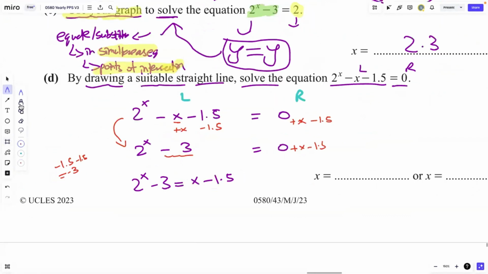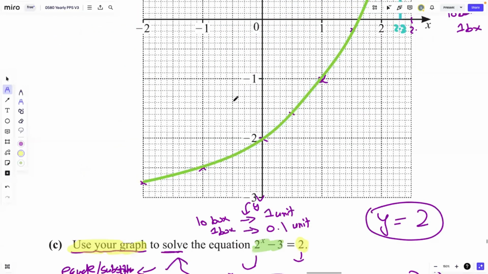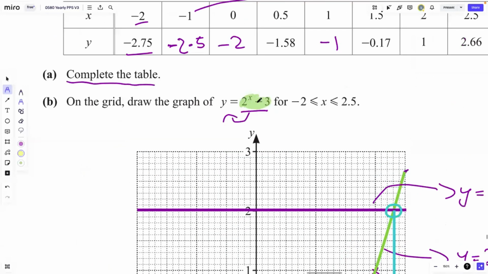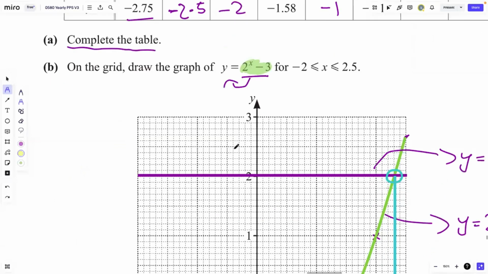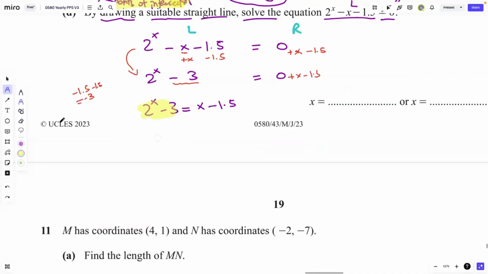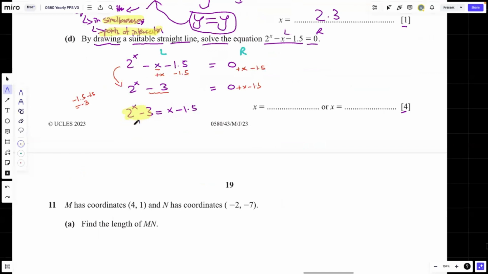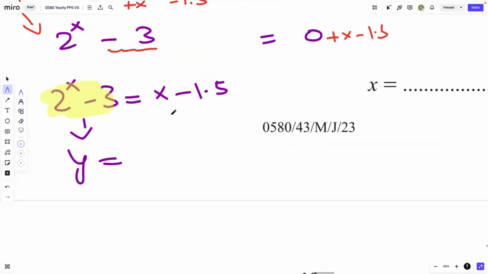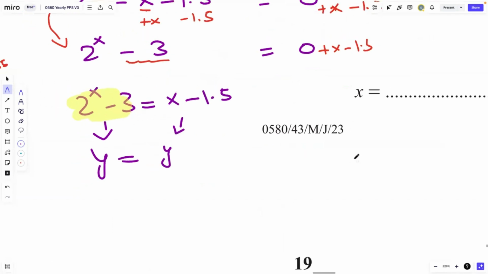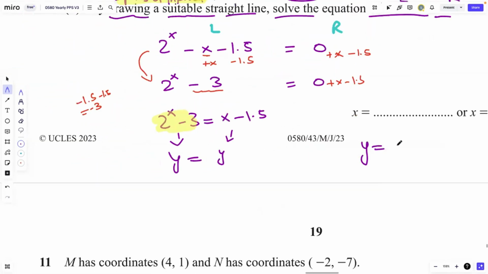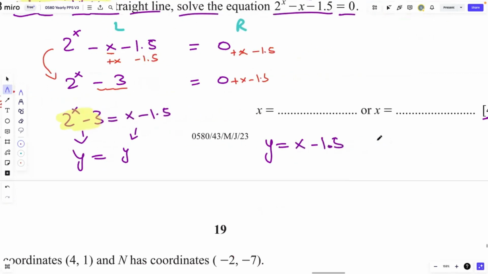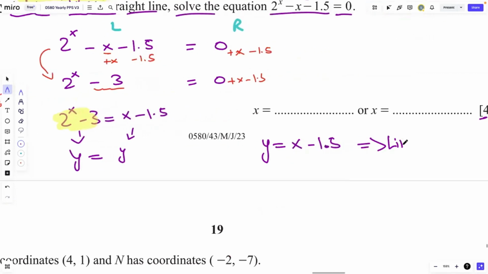The left side is finally now comprising of the exact same curve that we had in the question. So that's your first y, equivalent to y. And now the other y is this entire thing. So the equation of the other would actually be y equals x minus 1.5, which is actually what? A linear line.